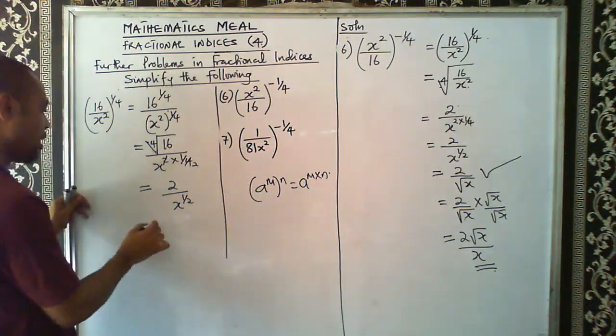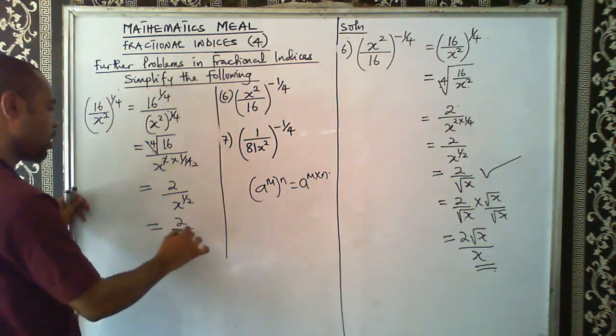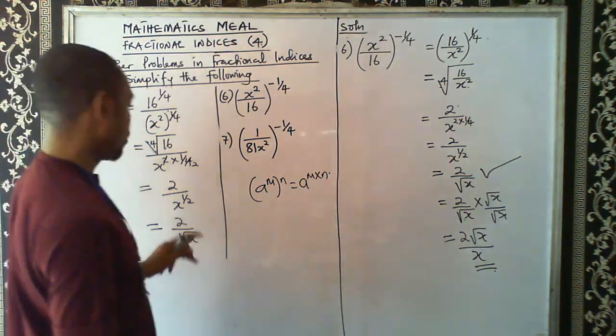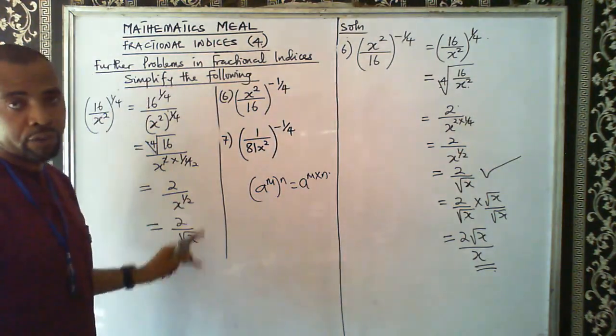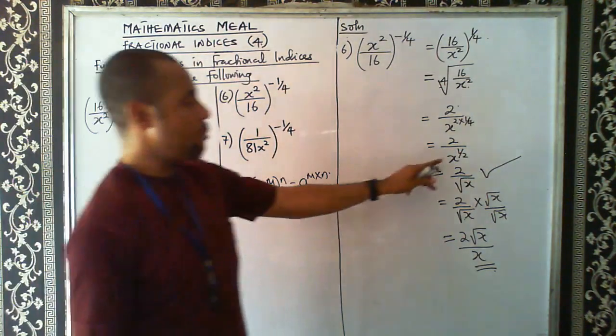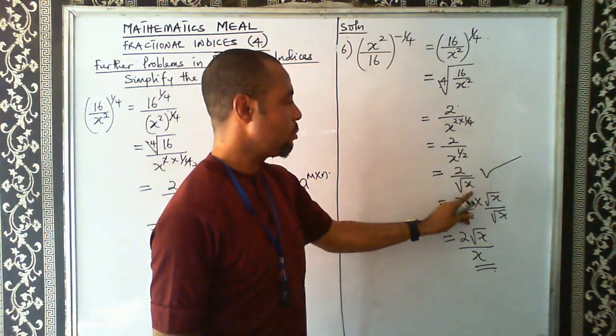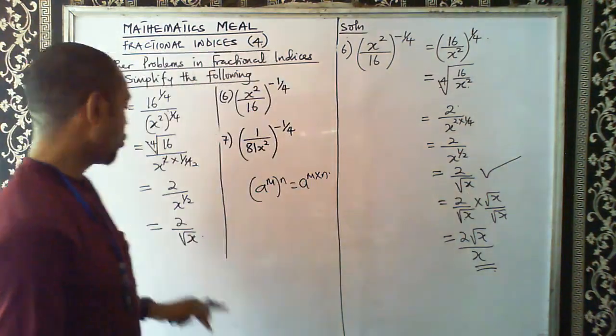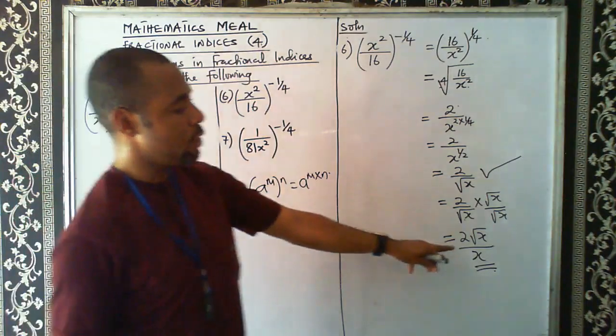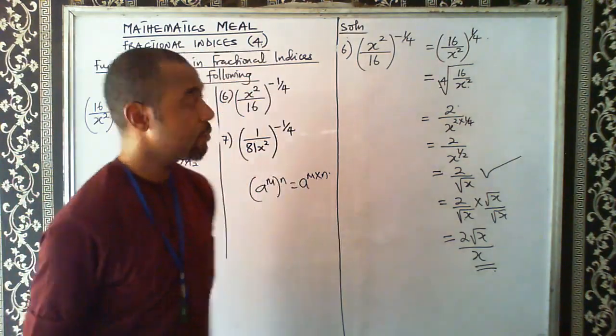And then you can now write it as 2 over square root of x, because any term raised to power half is the square root. So you can leave the answer like this, or you go further to rationalize the denominator to arrive at this.